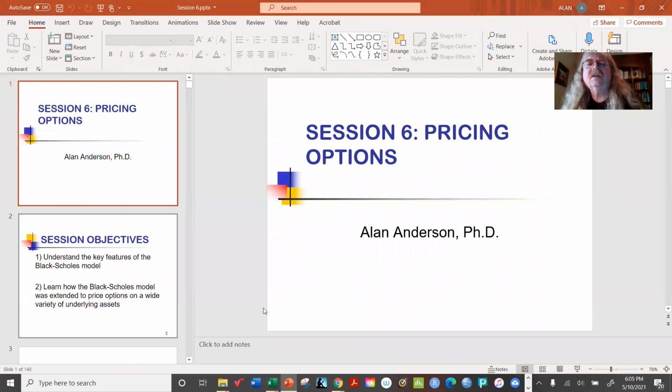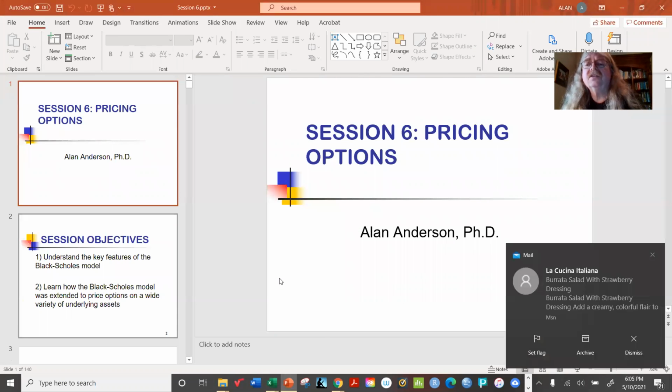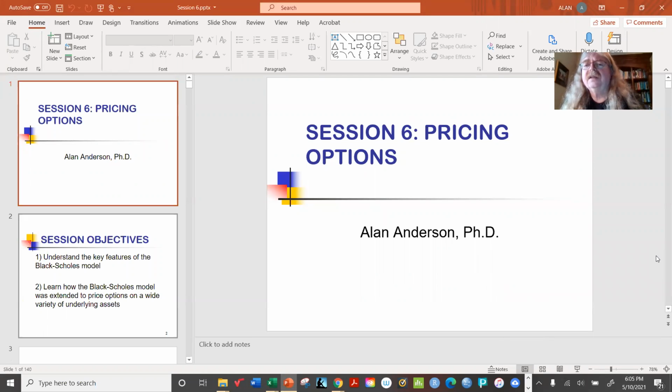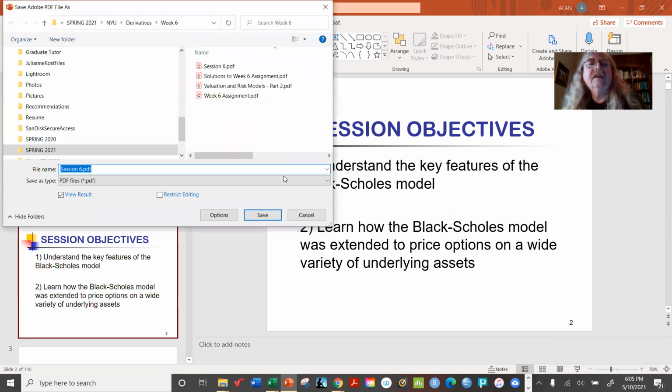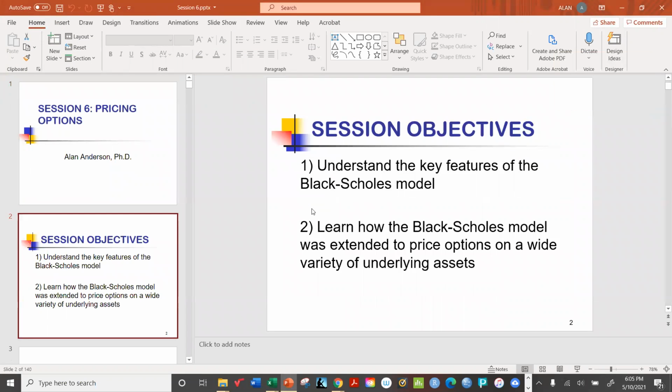And so that will help us a lot, but we do want to understand what exactly these models are doing, because it gives us a lot of insight into how options are priced in the marketplace. So we start out by looking at the key features of the Black-Scholes model, and then we're going to understand how the original model worked. The original paper that Black-Scholes wrote only did one thing, and that's price European call options on stocks that did not pay any dividends.